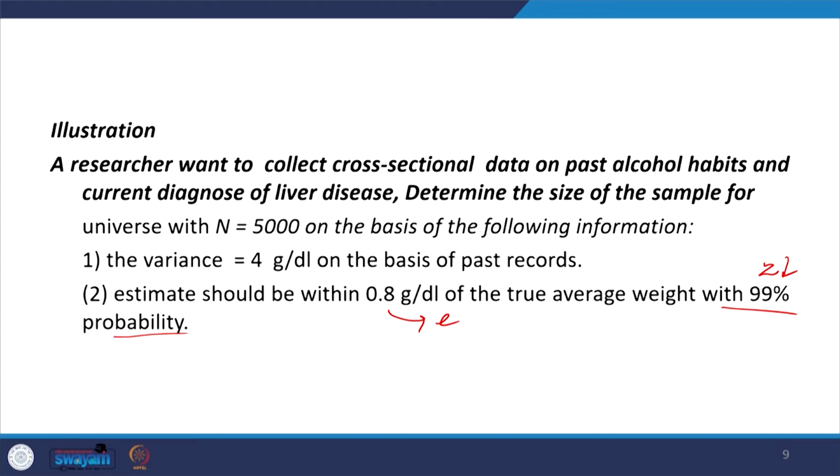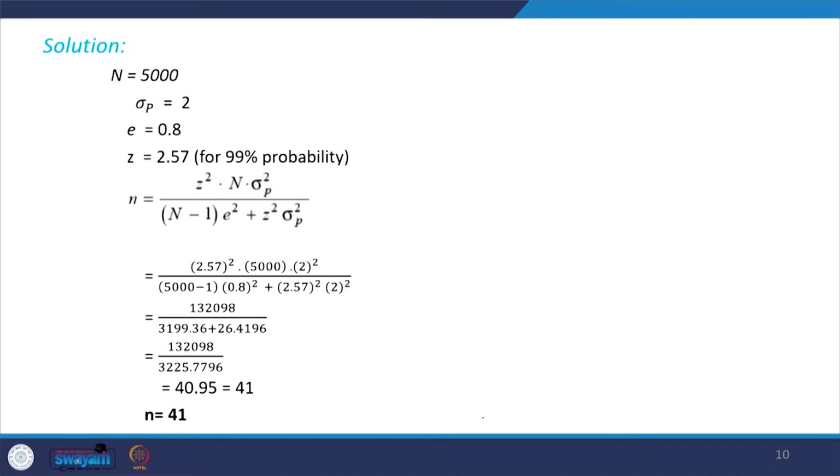So, when your capital N is given, that means you have to apply the second formula, where N is given. In that case, we are applying this formula which we have derived in the previous equation. So, the G value at 99% confidence level is 2.57. At 95%, the G value is 1.96. And E, the margin error, is 0.8.